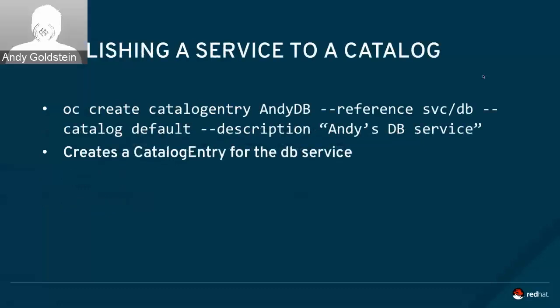So what are we proposing for publishing a service to a catalog? OC create catalog entry, give it a name, in this case, AndyDB. I'm saying that I want the entry to reference the SVC/DB service from my namespace. I want to put it in the default catalog, and I'm going to give it a description of Andy's DB service. And this will create a catalog entry for that service.